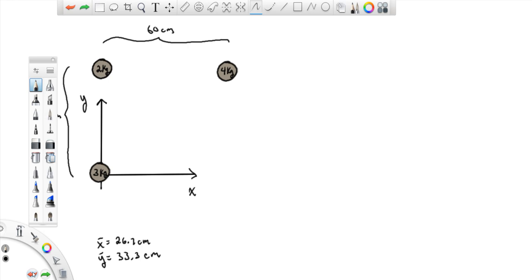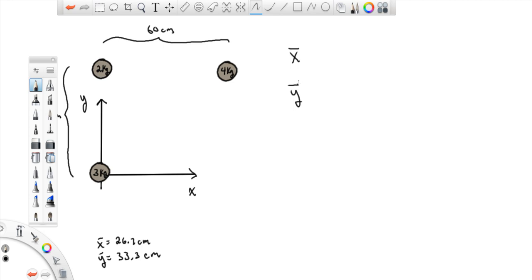Now, this is a two-dimensional example. So the center of mass of the system has an x-coordinate to it, and it has a y-coordinate to it. And we typically put these bars over these values because a variable with a bar over it means average. So we're looking for the average x-coordinate and the average y-coordinate.